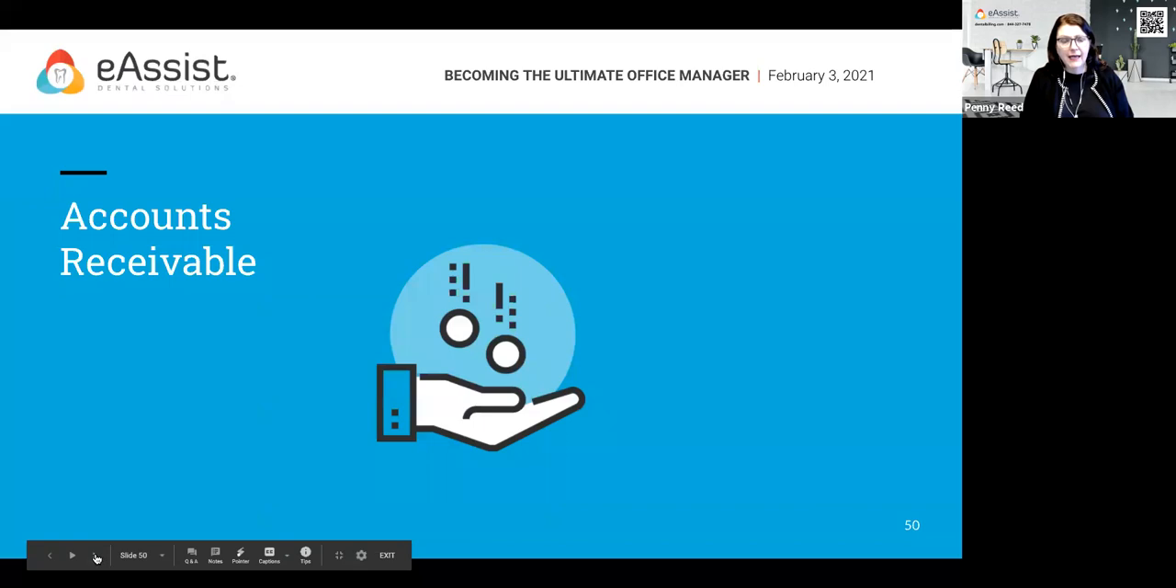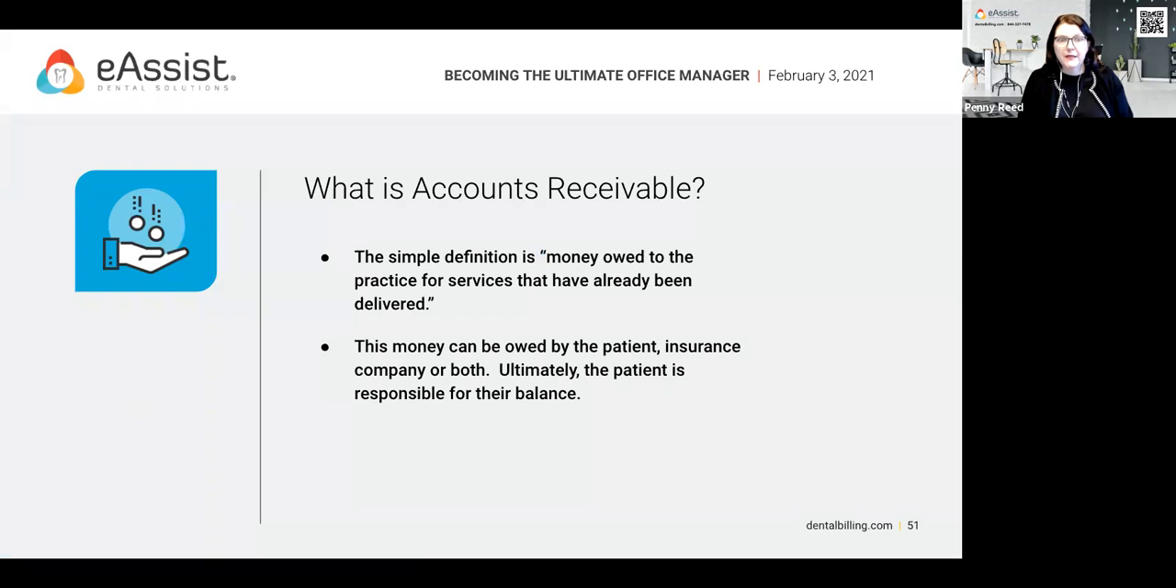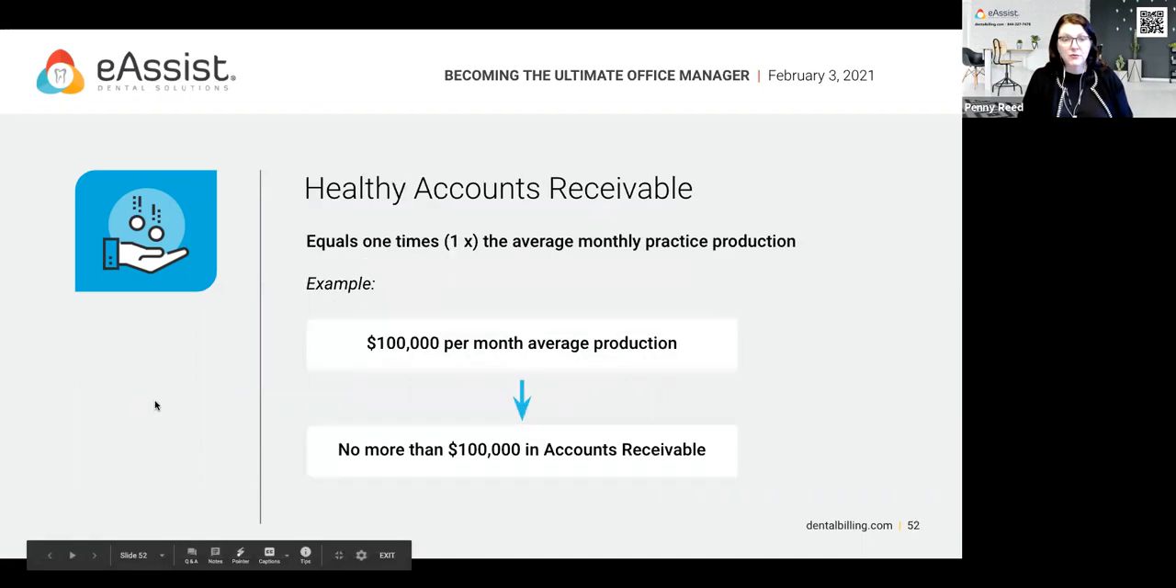But other KPIs, before we get to that part: accounts receivable, and normally it's doctors that ask about the amount. What should it be? What's a healthy amount? Well, first, let's talk about what it is. Your accounts receivable, the overall definition, is money owed to the practice for services that have already been rendered. So it includes monies you're expecting from the patient and monies you're expecting from the insurance. Ultimately, the patient is responsible for their balance. We have to be careful how we communicate that, but ultimately the patient is responsible for all of it.